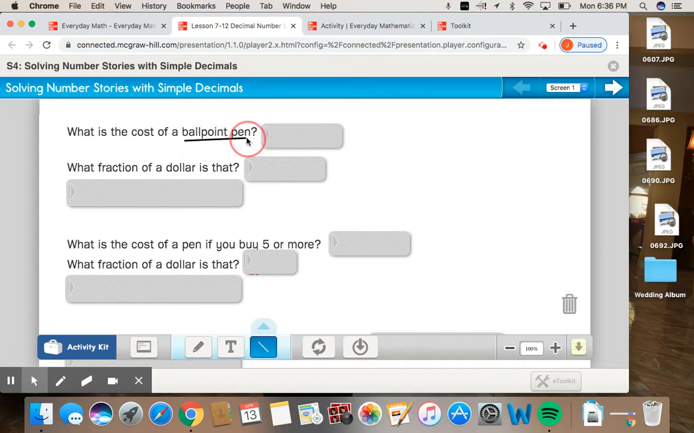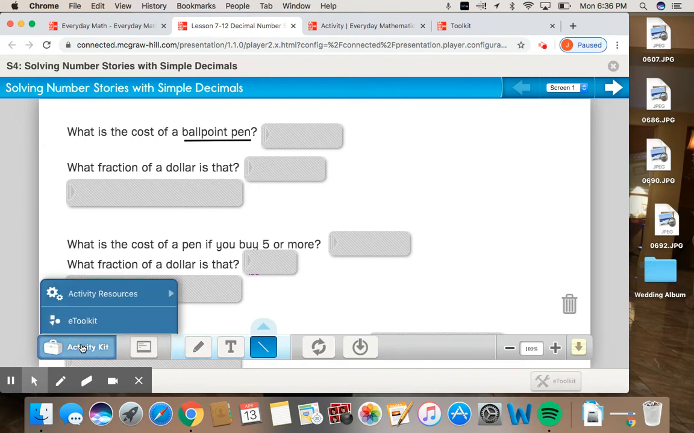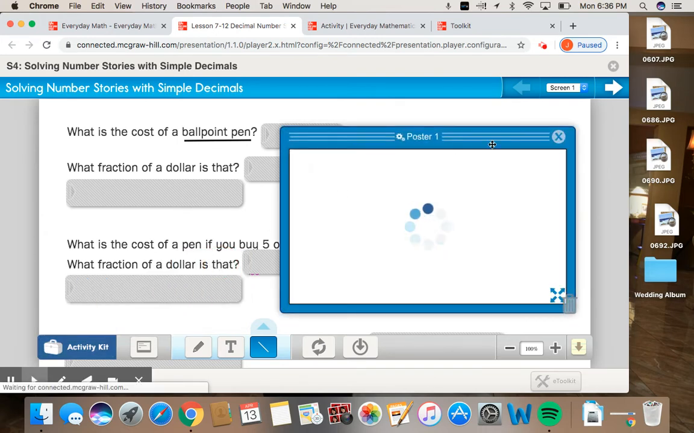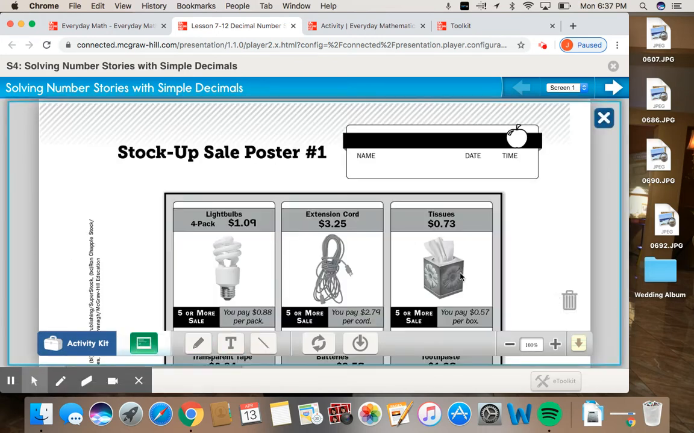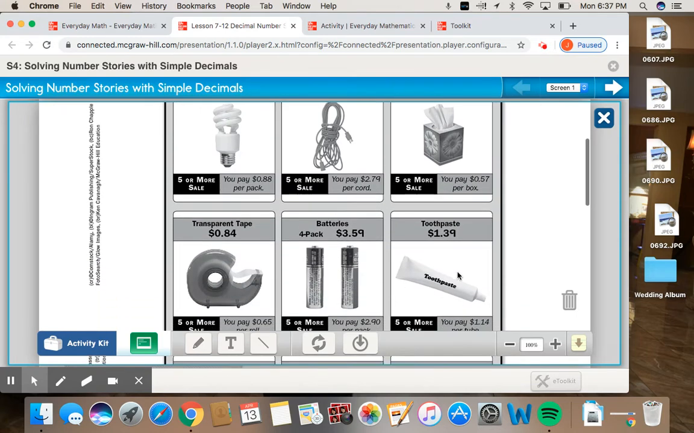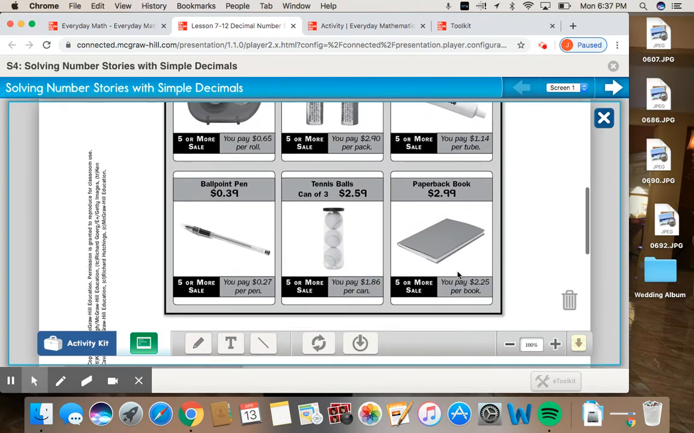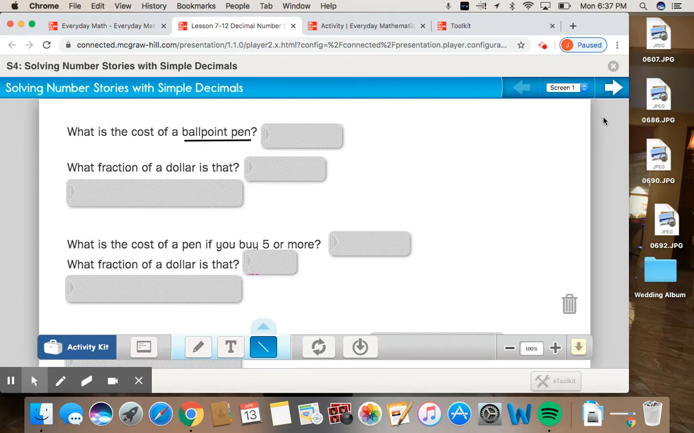I just want to underline that so I remember what I'm looking for. So let's go ahead and find that. And you can bring up your poster also. See if you can find it. And I'm going to look at poster 1, ballpoint pen. And here it is, ballpoint pen, 39 cents. So let me go back and make sure I have 39 cents. What fraction of a dollar is that?